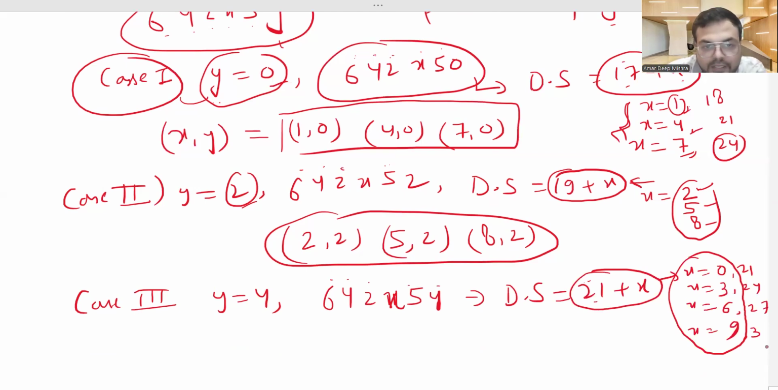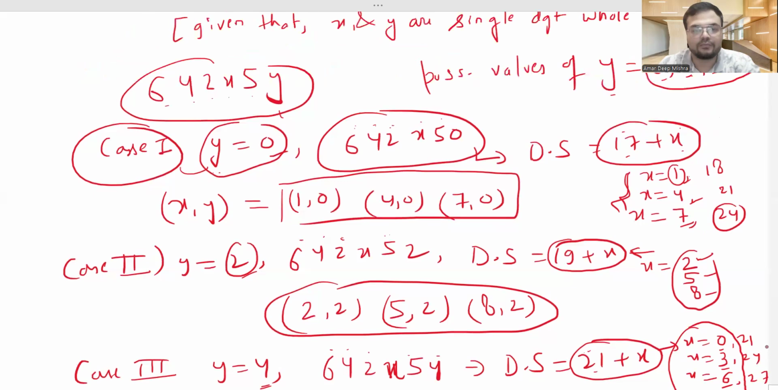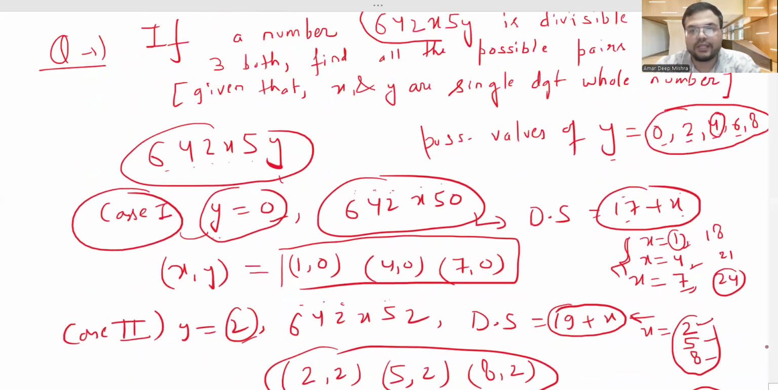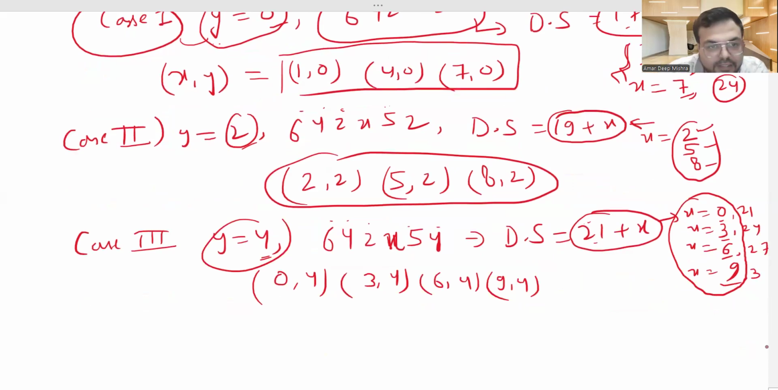The first pair would be 0 comma 4, I mean x value 0 and y value 4. The second pair would be 3 comma 4. The third pair would be 6 comma 4. And the fourth pair would be 9 comma 4, right? So 4 pairs you got here from y equals 4. Now, if you take y equals 6 and y equals 8, let us solve these two cases quickly.